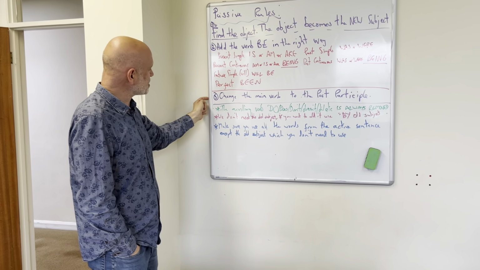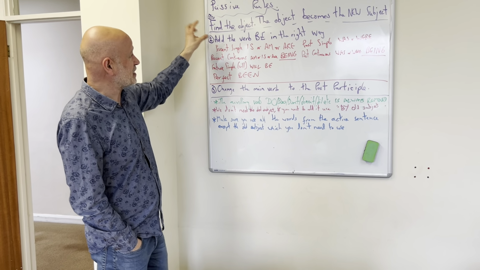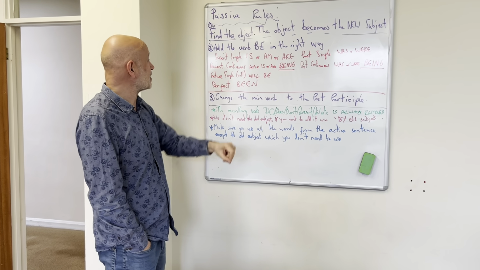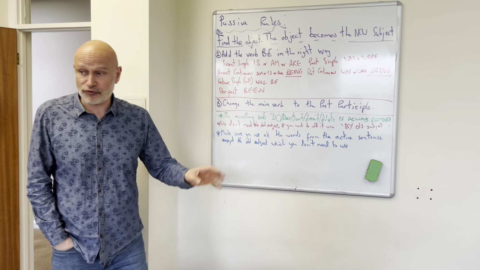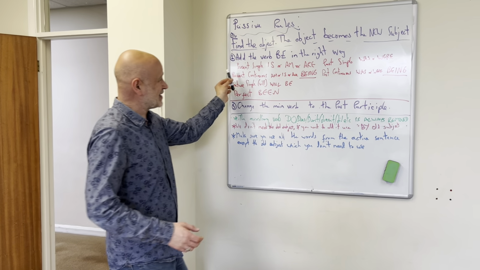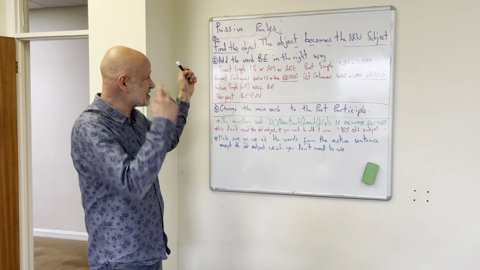We need to do these three main things. We need to find the object of the sentence, make it into the subject, add the verb to be in the right way. Now, the right way is a little bit more complicated. We just need to think about that.